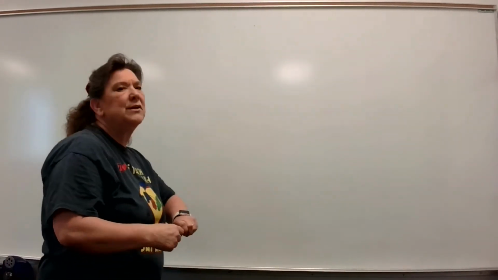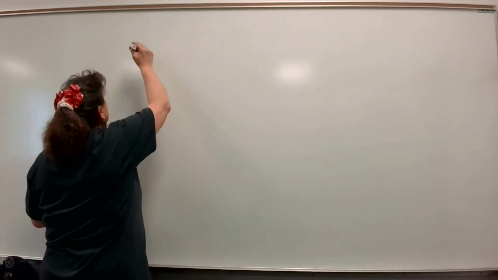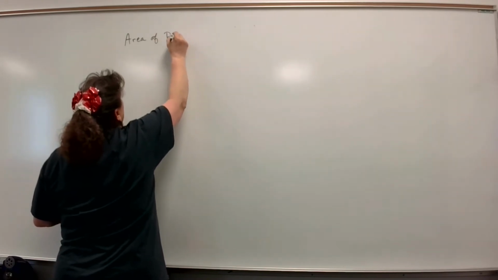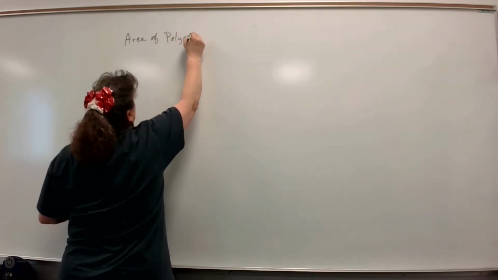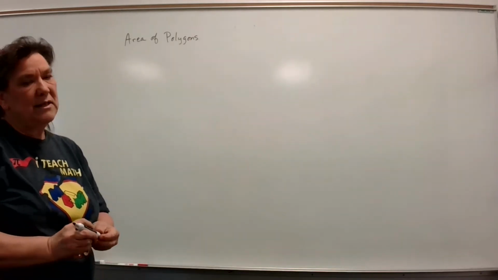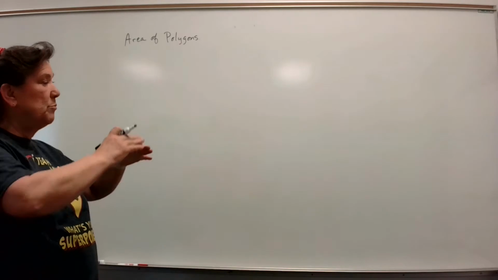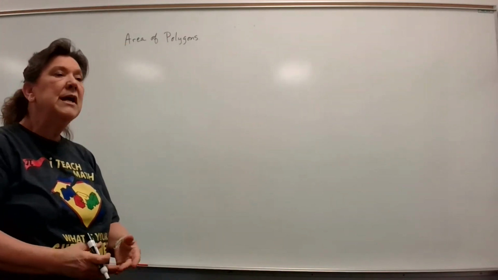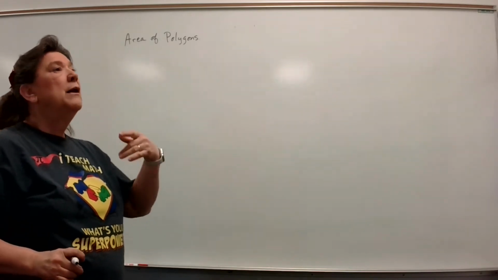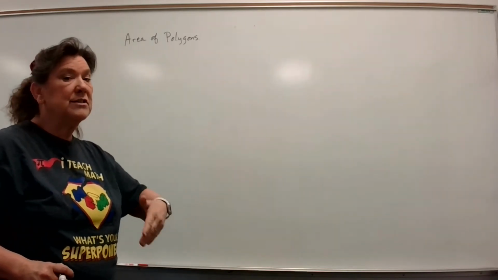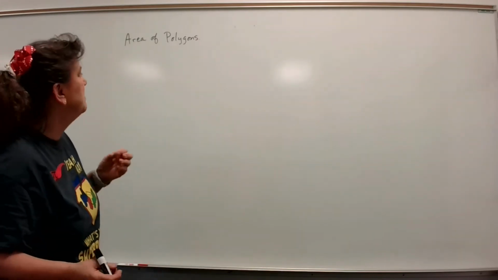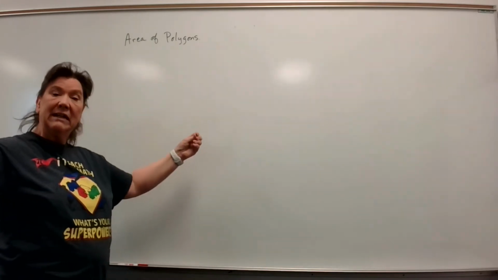Okay, today we're going to look at area of polygons. If you remember right, as we looked at some of the other shapes, the perimeter was the distance around, and the distance around is always measured in units like meters, feet, yards, inches, centimeters, and so on. So it's measured in a unit of length.